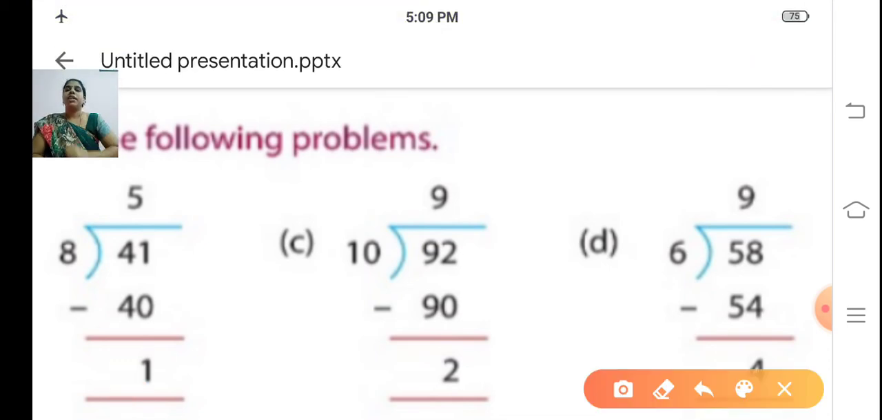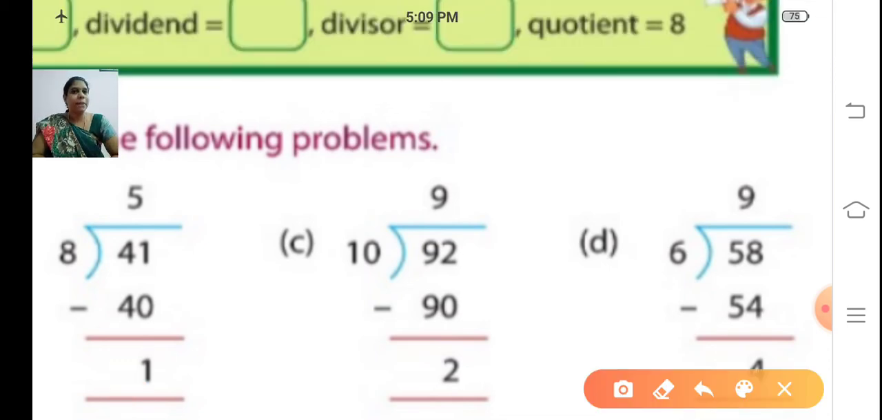Now 92 divided by 10. In this sum, 10 9s are 90. 10 10s are 100, so you cannot take that. 92 will not come in the 10 table.